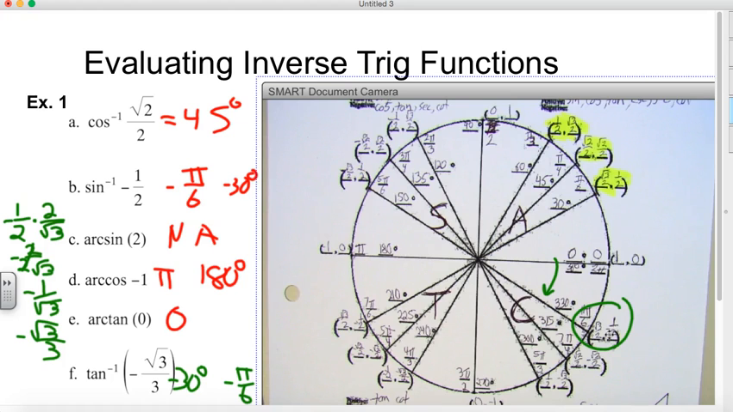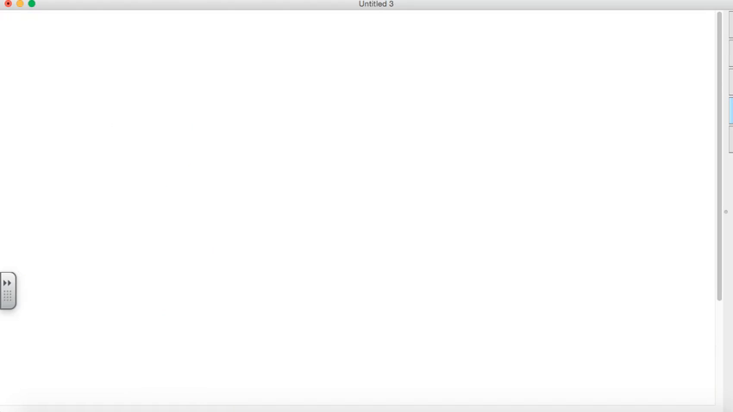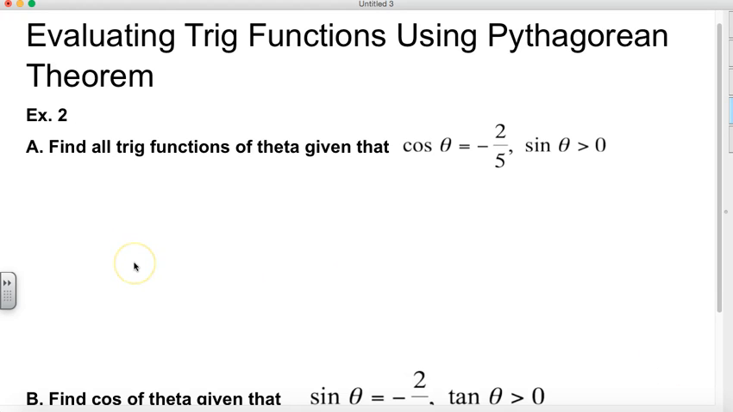Okay, the other thing I need to show you is how to use the Pythagorean theorem sometimes to evaluate trig functions. If I tell you cosine is -2/5 and sine is positive, all I know is sine is positive and cosine is -2/5. And I want to find all the trig functions of theta: secant, cosecant, tangent, cotangent, all of them.